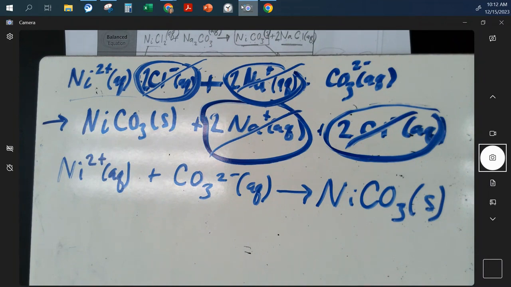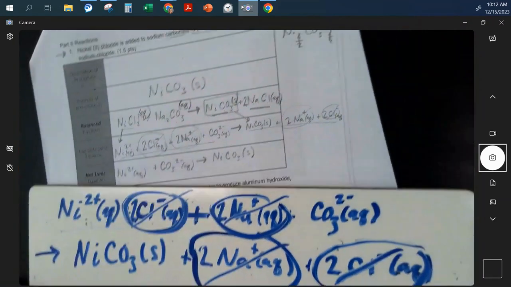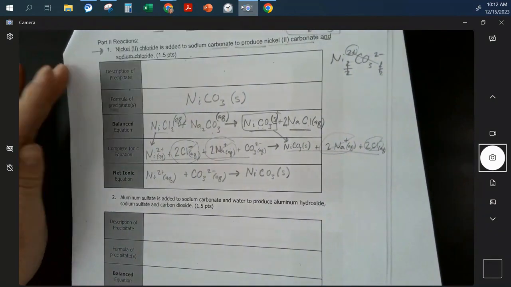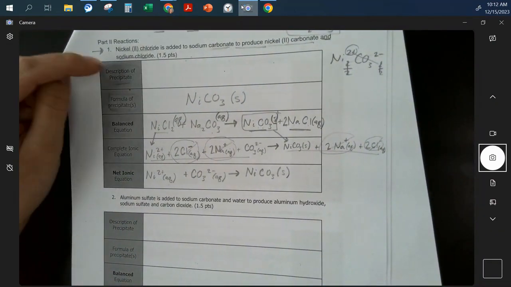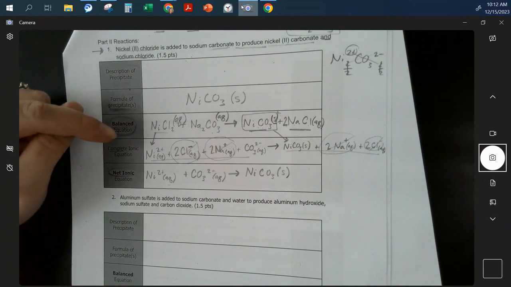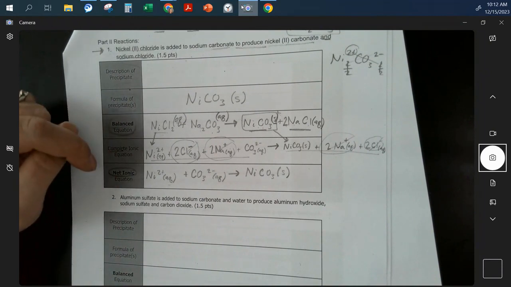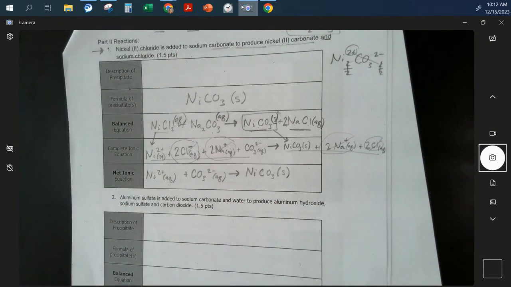At the end of class, we'll take some work time and you can finish that part. We're going to go over some of the post-lab questions, but that is the process. So that's what that one looks like. You'll have your explanation, your solid balanced total equation, your complete ionic equation, and net ionic equation.